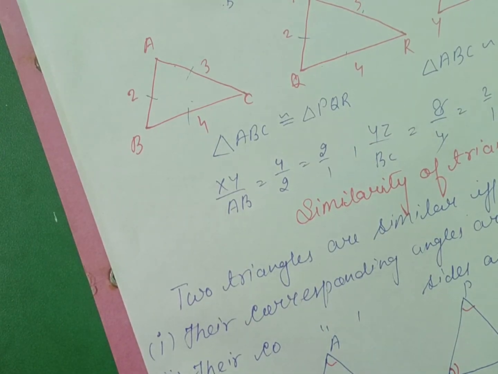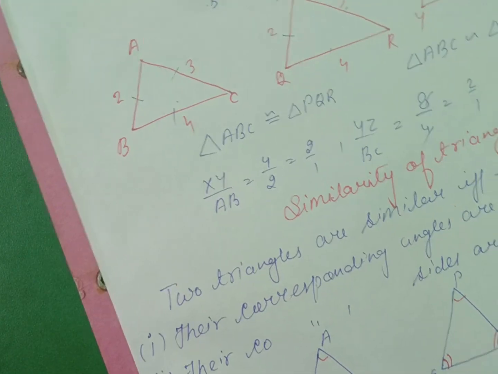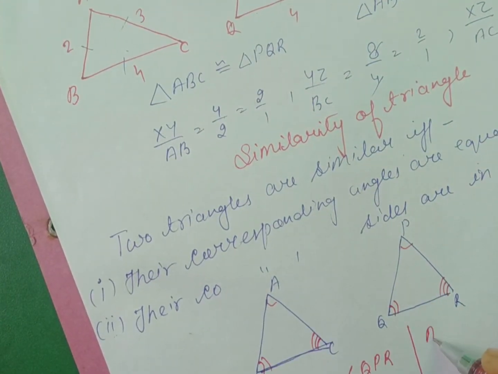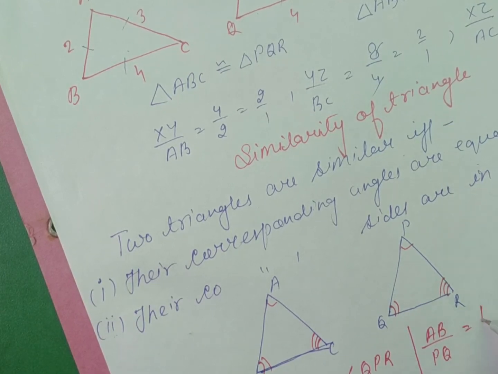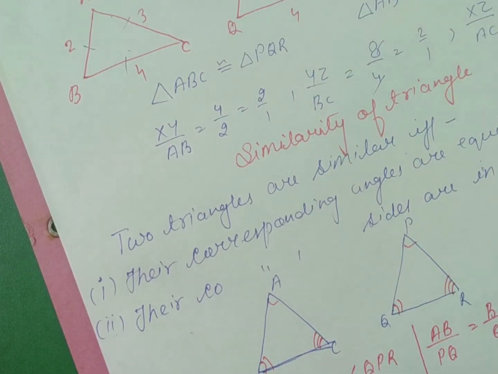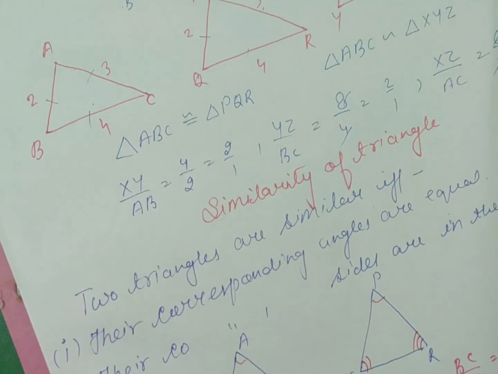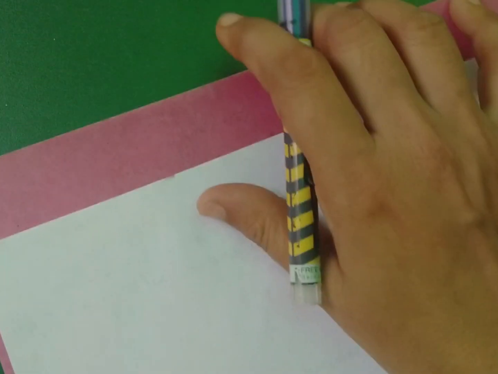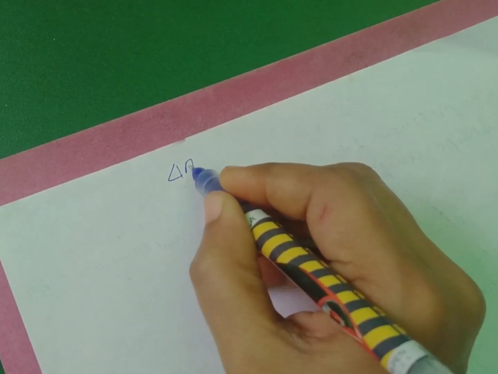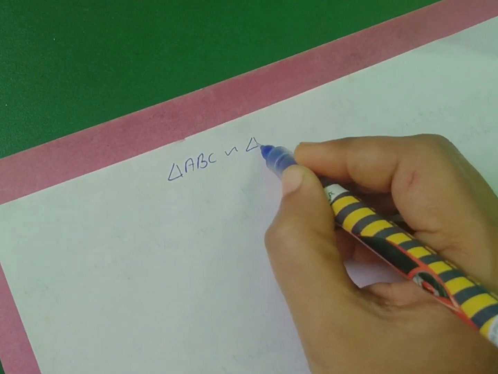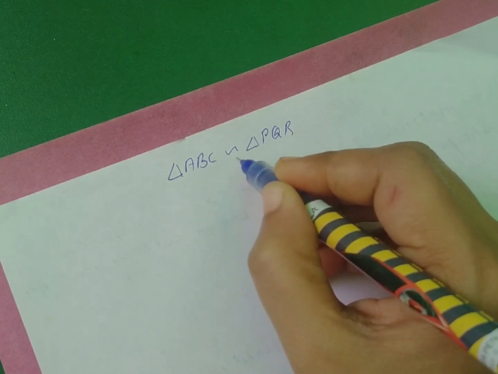What about the sides? Their corresponding sides are in the same ratio. So AB by PQ should be equal to BC by QR equal to AC by PR. Okay. If these six things happen, we can say that triangle ABC is similar to triangle PQR. How can we write it? We can write it, triangle ABC is similar to triangle PQR. This is the symbol of similarity.